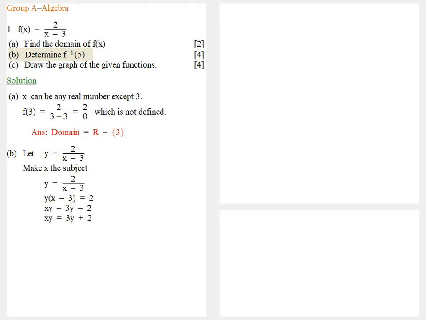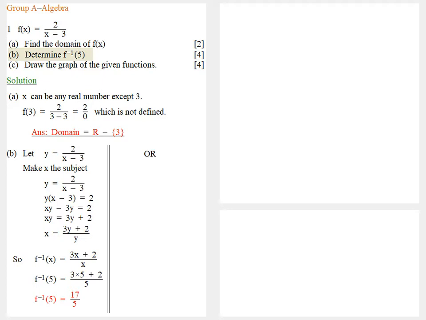So that means we add 3y to both sides: xy = 3y + 2. If we divide by y, we get x = (3y + 2)/y. So, changing the y's back to x, we get the inverse function of x is (3x + 2)/x. Now, the inverse function of 5 is (3 times 5 + 2)/5. So, the inverse function of 5 is 17/5.